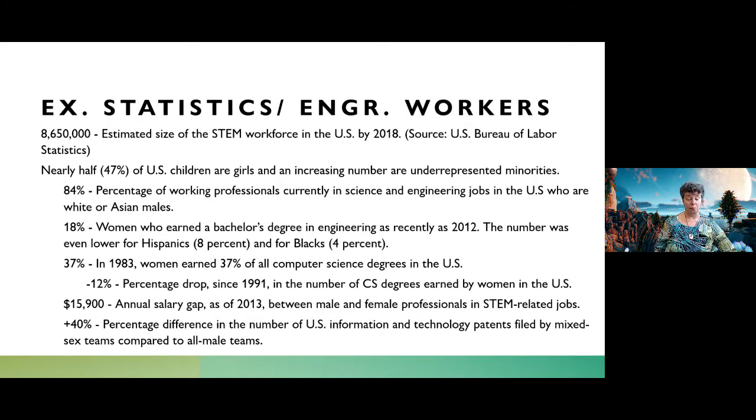Annual salary gap between males and females in STEM. There's an annual salary gap of almost $16,000. But wait a minute, these people are getting the same degrees. They're going into the same industries. And then there's a 40% difference in the number of patents that are awarded to teams that have mixed gender as opposed to all male teams. It's actually 40% higher if you have a mixed team versus an all male team.